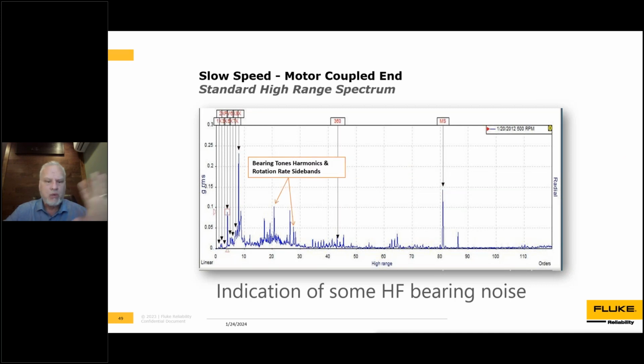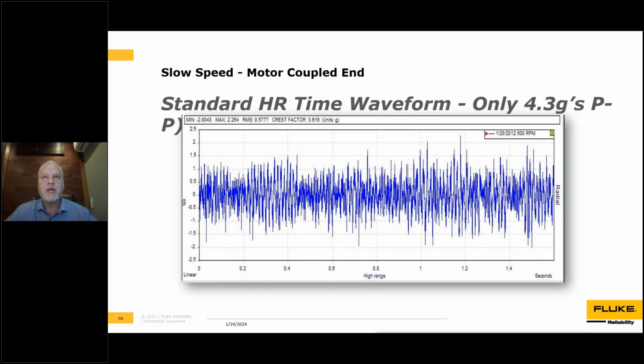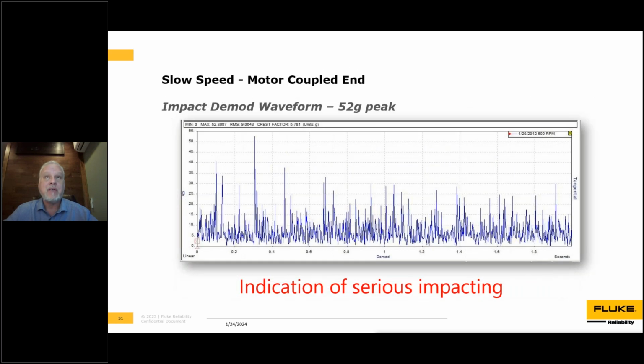And in this case, we're looking at regular data here. This is just normal data collected by our data collector. And we noticed that there were some bearing tones, harmonics, sidebands. The diagnostic system kicked out a moderate fault. So it was a known potential fault. But what we found interesting here is that our standard time waveform only had 4.3 Gs. Nothing really significant. But when we took the impacting data, we immediately noticed that with that high sample rate, we were at 52 Gs peak. Very different picture, very, very different picture.